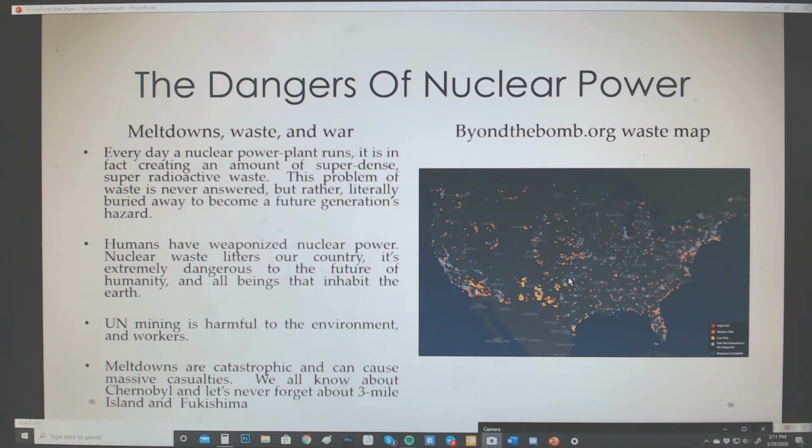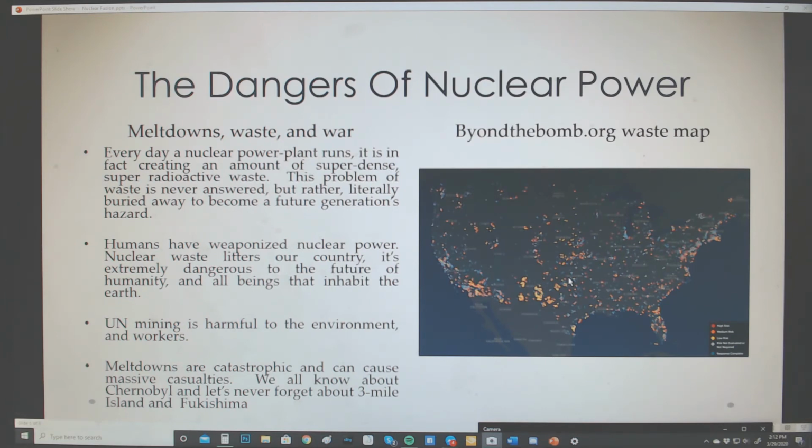Humans have also weaponized nuclear power. That nuclear waste can be turned to warheads, and we have seen many wars from it. Uranium mining is also harmful to the environment and to the workers that are put into those situations.